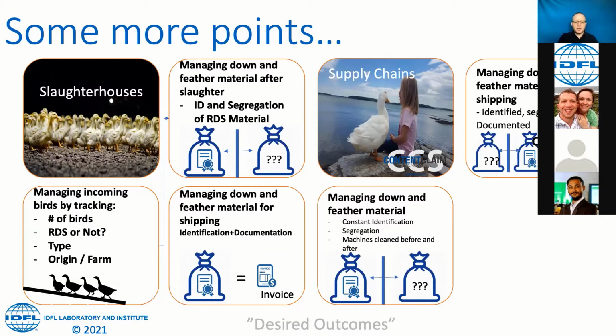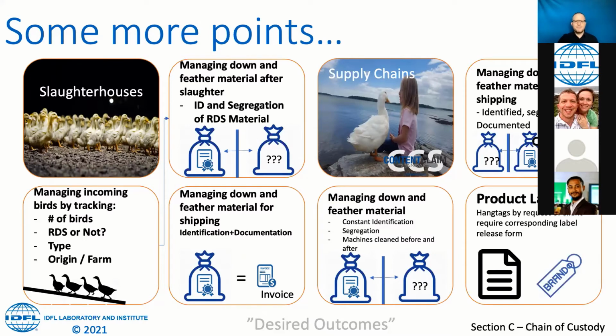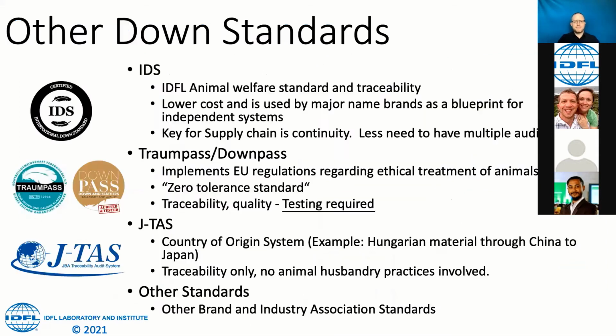This is another one of those major issues, making sure that the down is not being blended. What a lot of the industry has accepted is just having the RDS bags and the non-RDS bags, and that identifies the material inside of it. And then last of all is the product labeling. So this is the final step of the supply chain.